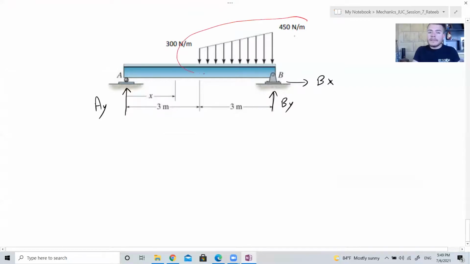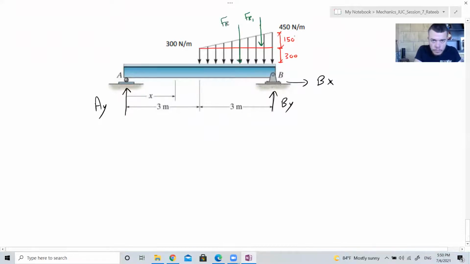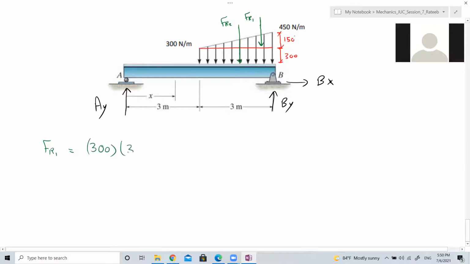How do you segment this? It's a trapezoid, so we divide it into a rectangle and a triangle. This distance is 300, and this distance is going to be 150. Here you have FR1 and here FR2. What is FR1 for the rectangle? 300 multiplied by 3, so it's 900 newtons.